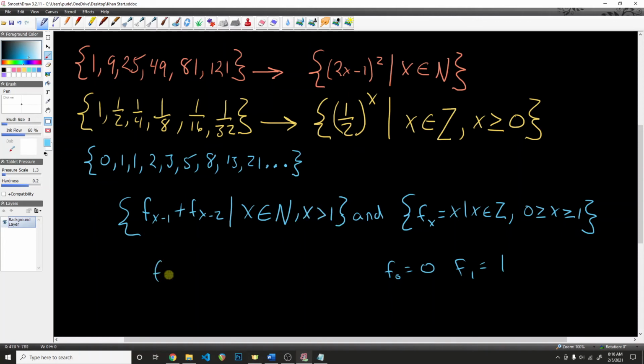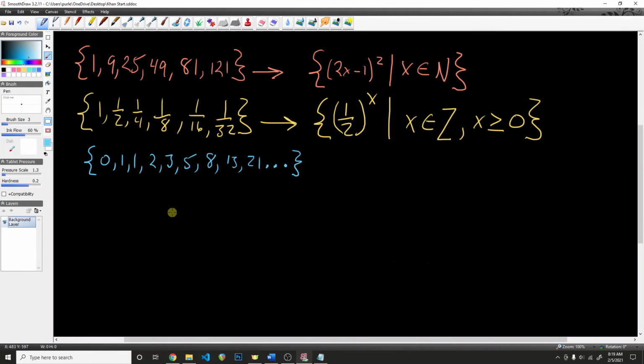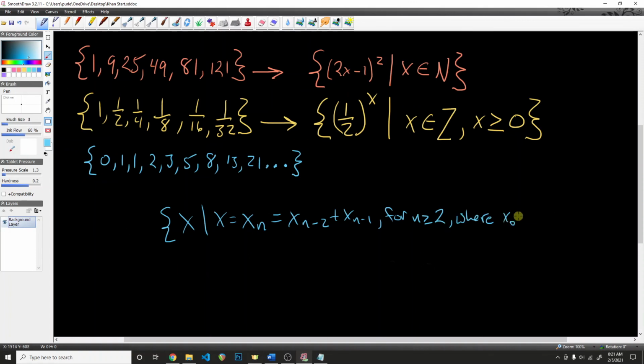If x is greater than 1, we have x equal to 2. So at that point, f of 2 minus 1 is going to be f of 1, plus f of 2 minus 2 is going to be f of 0, at which point we have that f of 2 is equal to f of 1 plus f of 0, which is going to be equal to 1. And if we continue with that pattern, we'll end up with 1, 2, 3, 5, 8, etc. Alternatively, we can define x naught and x sub 1 explicitly. So this is the set of all x such that x is equal to x sub n, which is going to be x sub n minus 2 plus x sub n minus 1 for n greater than or equal to 2, where x naught is equal to 0 and x sub 1 is equal to 1.